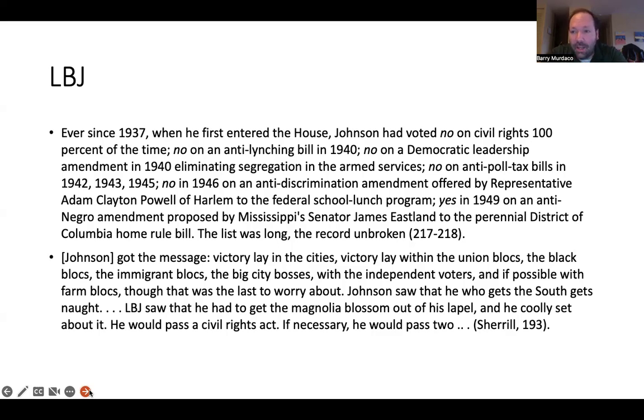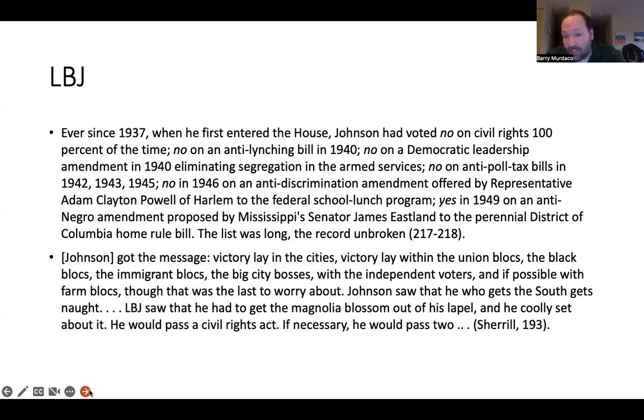Now, as it happens, he would later be the president that signs the Civil Rights Act of 1964 and the Voting Rights Act of 1965. But he was purely motivated by political calculations of what's going to bring him success. He wants to be in power. He wants to be a president, and the only way to do that, he eventually comes to realize, is that he has to support black voters. Again, as it says here, Johnson got the message.